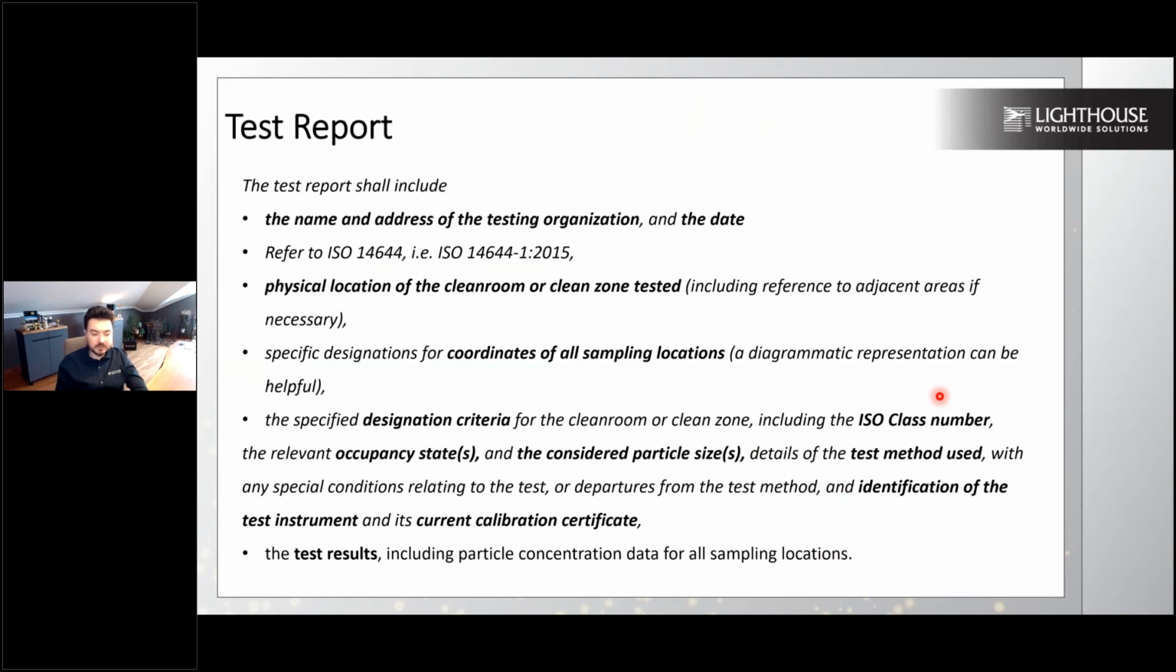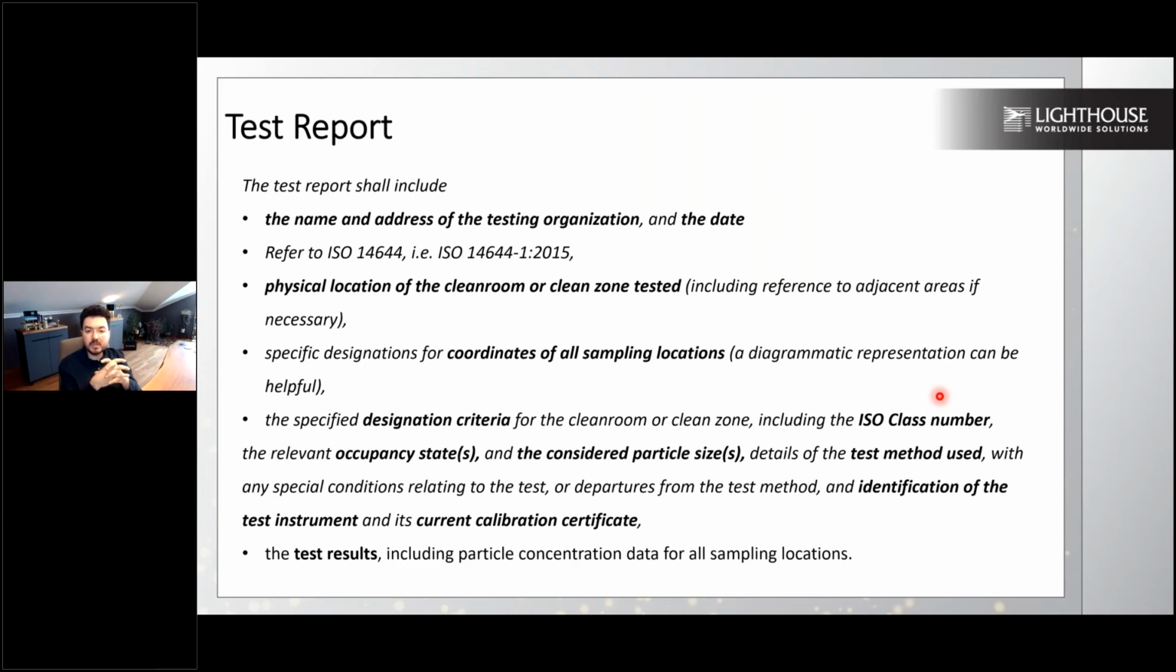So the report part, we are coming to the end of our presentation. The test report will include your testing organization's name, address, and the date. What standard or regulation are you referring to? GMP, ISO 14644, or the specific report, 14644-1 2015? The physical location of the clean room or clean zone tested, and maybe all the adjacent areas to be defined.